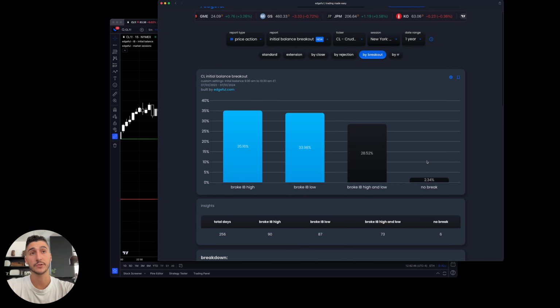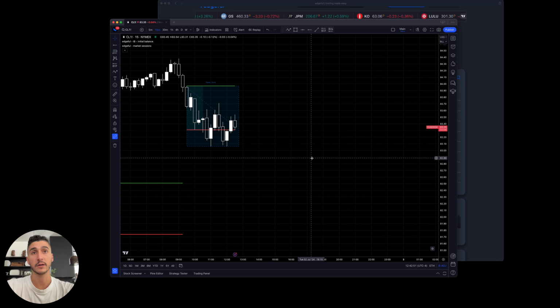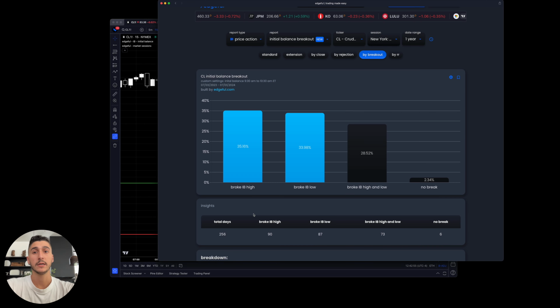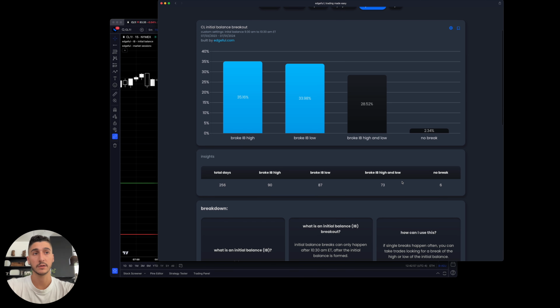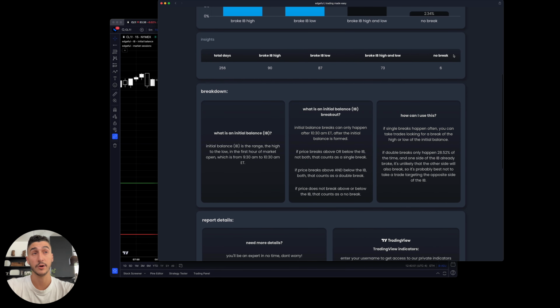So that's how you can use this report, is to say, I want to look at my IB and I want to be targeting one of the sides of the initial balance. So here are the actual total instances. It's only been 6 times in the last year that this has happened, that actually no breaks happened.